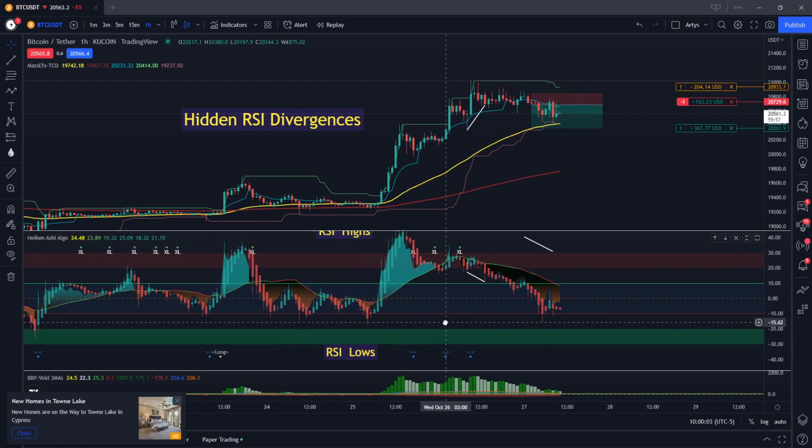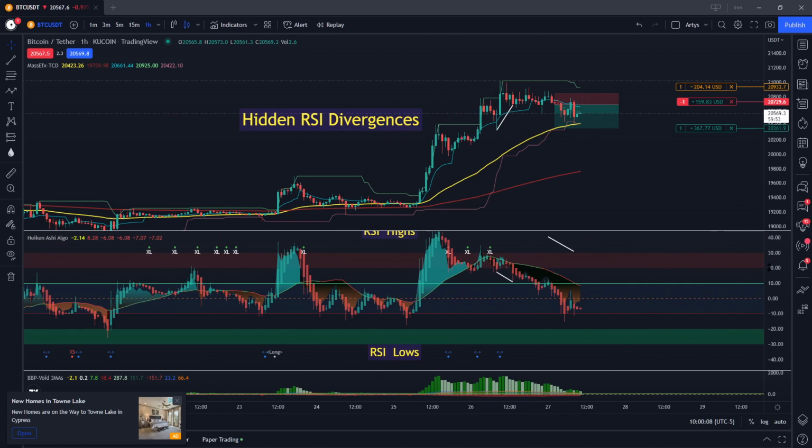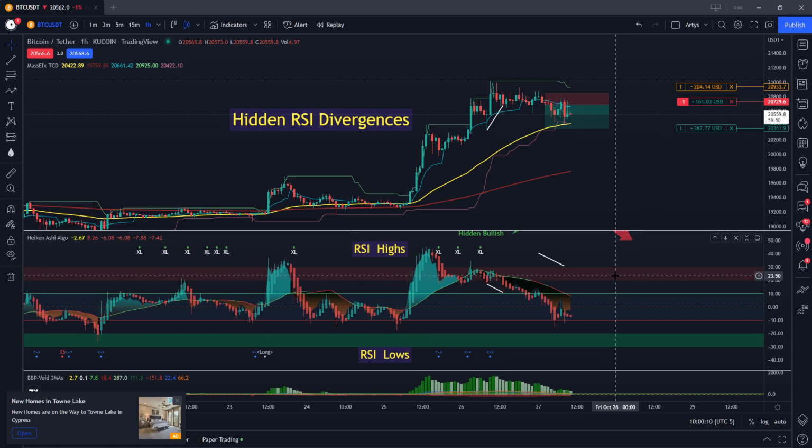Now, I'm still at default settings. I really haven't changed anything other than that stochastic setting, so don't worry. Don't ask me what are the best settings. There are no best settings. This is just a minimum that you can use right now.